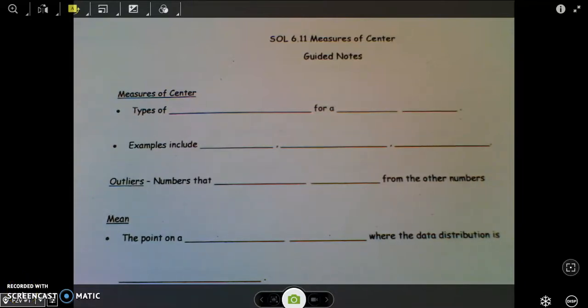All right, so we're going to start a new unit today, and a lot of this vocabulary you actually should have seen in 5th grade. So we're starting this unit, Measures of Center, with kind of reviewing some of the vocabulary and defining what these terms mean. So measures of center are actually types of averages.